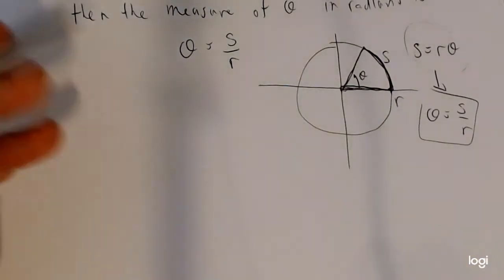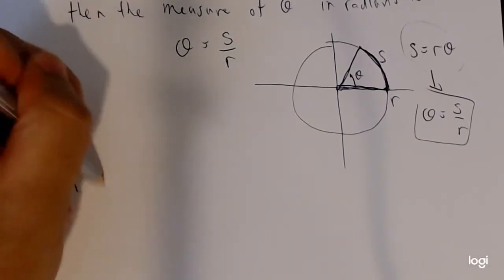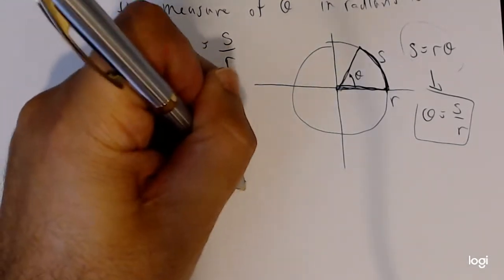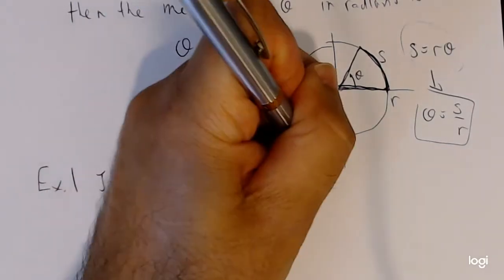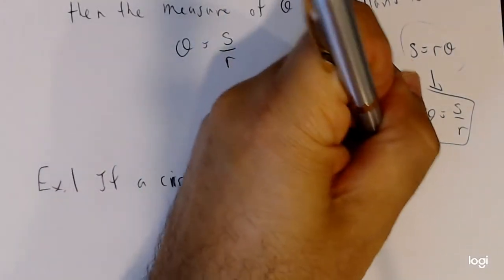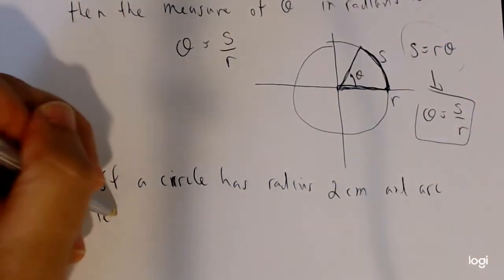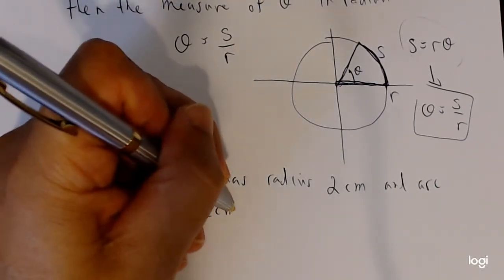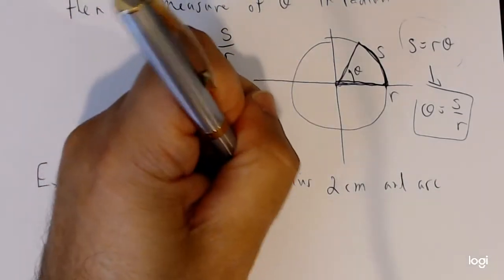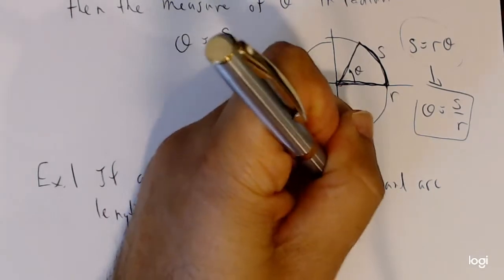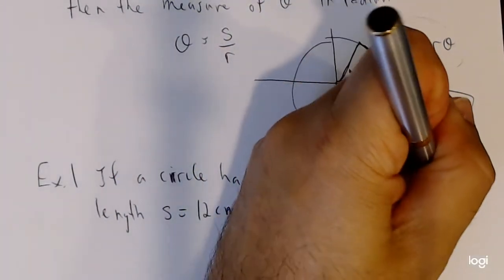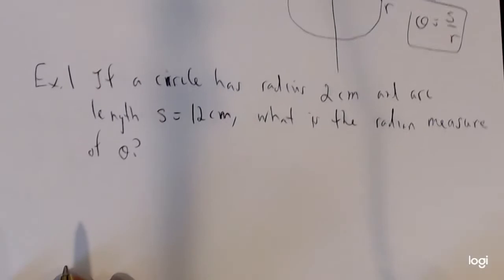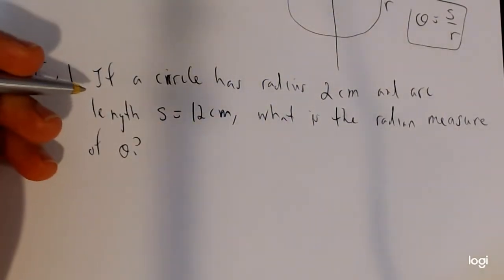So let's start off with our first example where we'll put this to use. Say a circle has a radius of 2 centimeters and an arc length of S, which is 12 centimeters. What is the radian measure of theta?